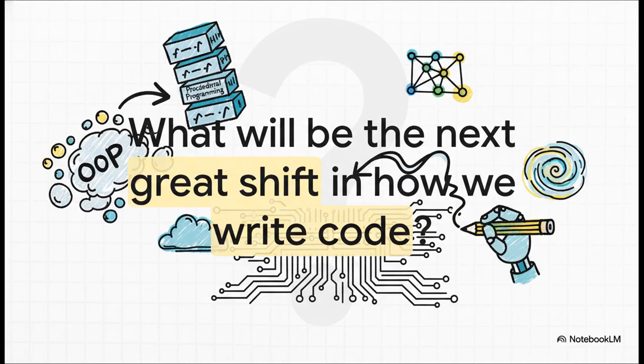OOP was this massive shift away from procedural programming because we had a new massive problem, complexity. So what comes next? What's the next big problem we're facing that's going to demand a whole new way of thinking about how we write our software?